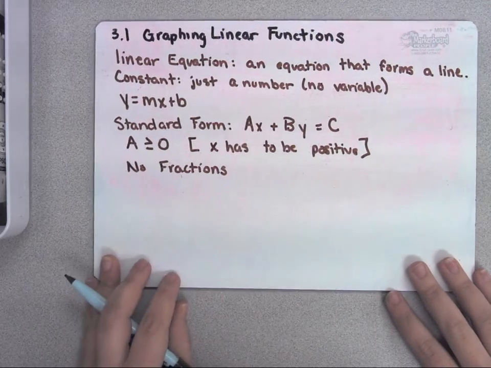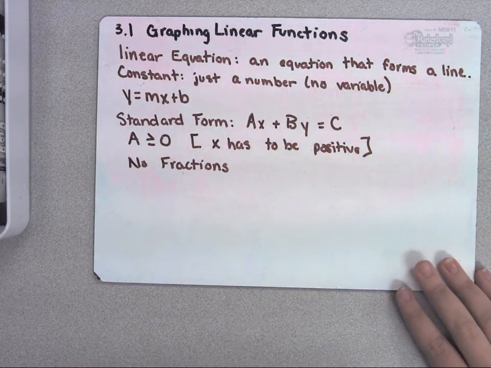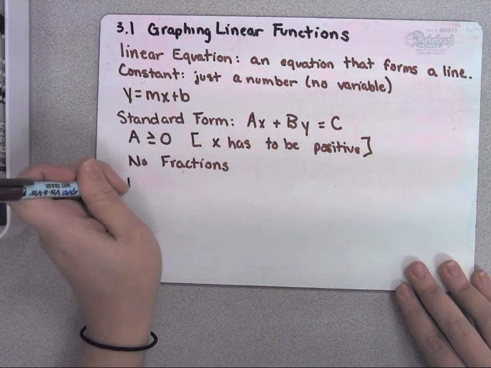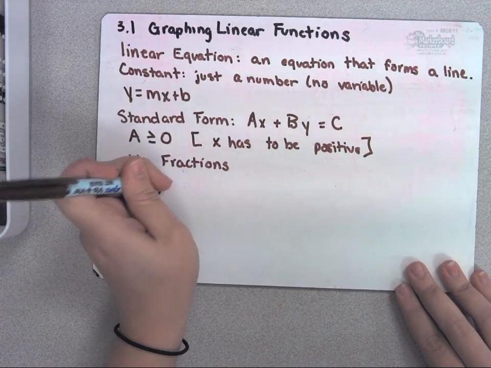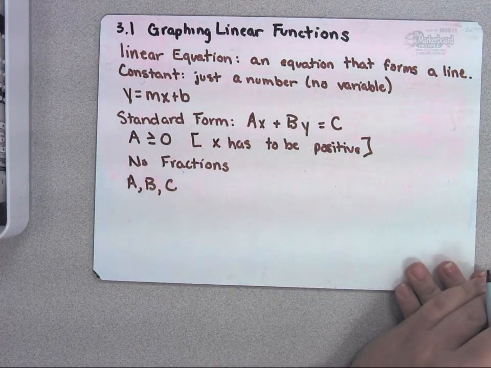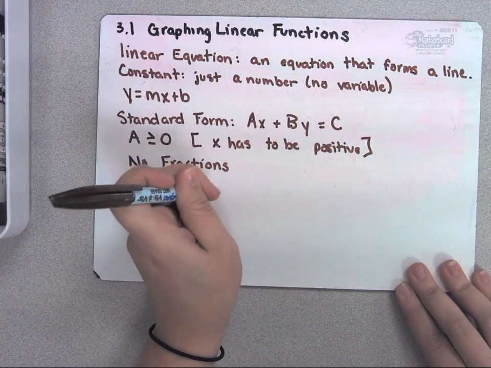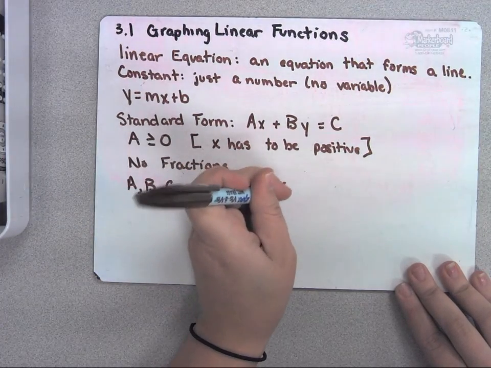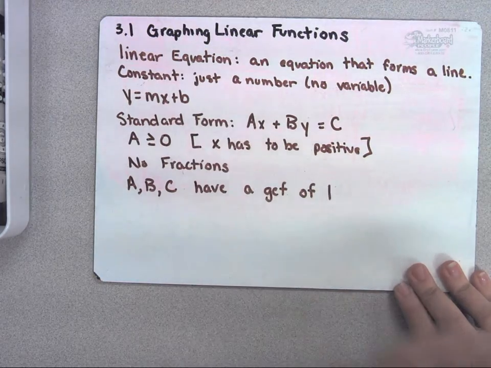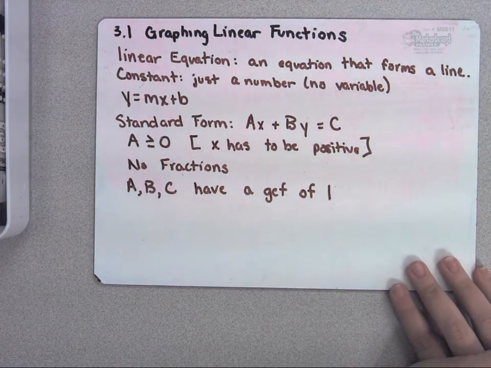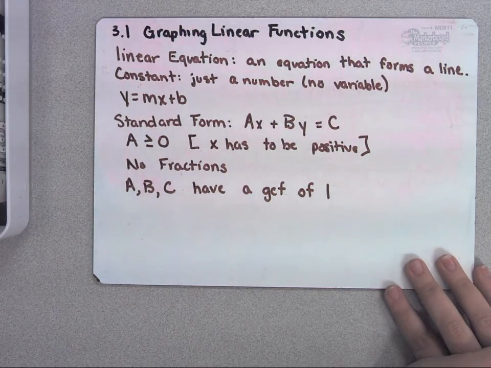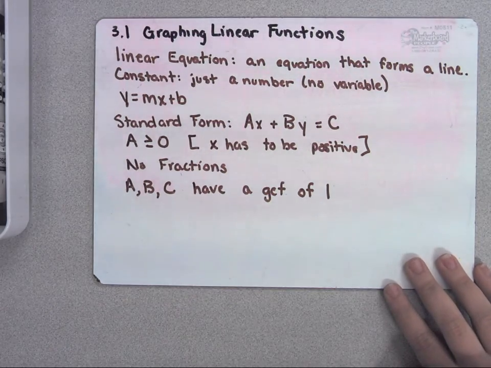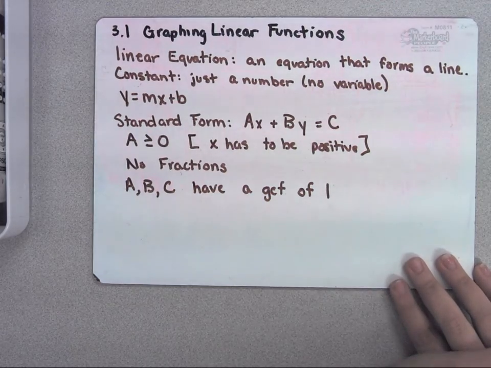Okay? And the last rule, which usually we don't use as much, but it is important. A and B and C can only have a GCF of 1. What does that sentence mean? Or statement? It's not really a sentence. What does that mean, though? I know you just read what I said, but what does that mean? No.